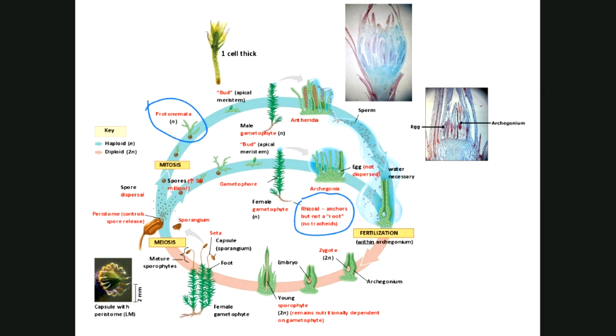By true definition, a root does two things. It anchors the plant and it takes up moisture and nutrients. A rhizoid only anchors. It does not have tracheids, so it's like a solid tube, if you will, versus one that has a channel in it. And again, I'm a horrible artist, but you get the idea.